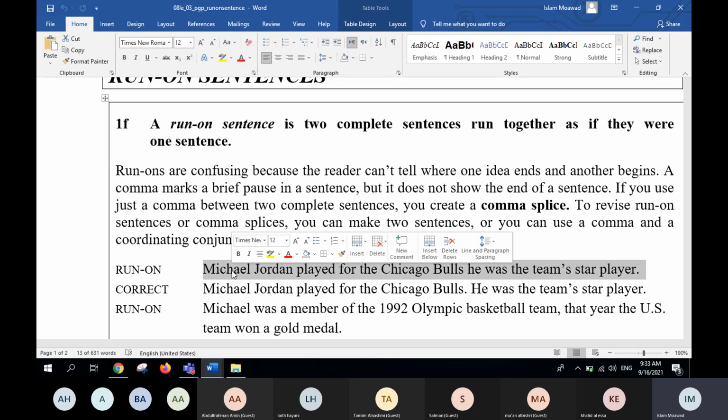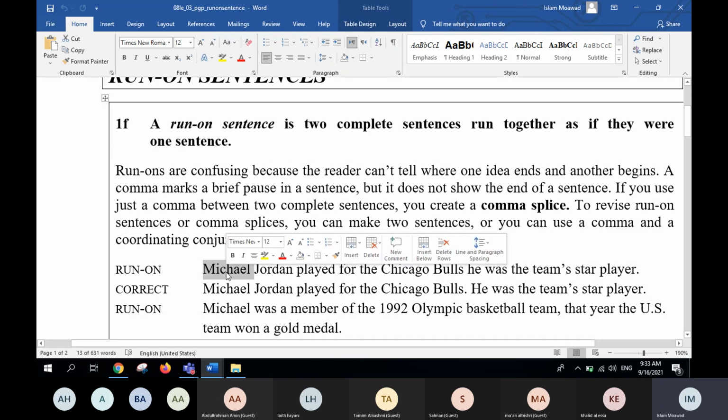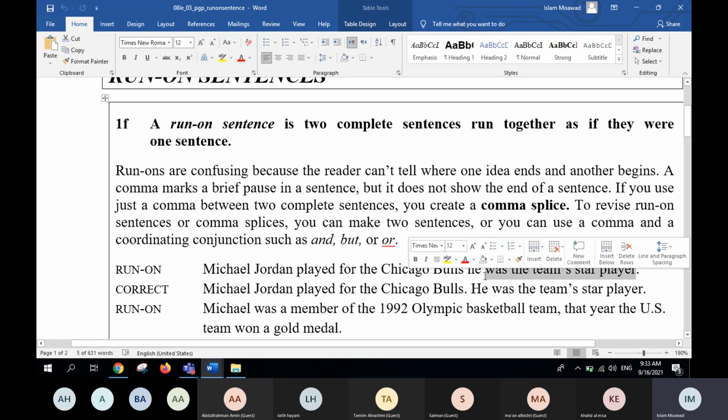Okay, this is the first sentence. So we're gonna stop it here. So we have two sentences, as Abdurrahman said. The first one starts from Michael Jordan played for the Chicago Bulls, and the second sentence where? Abdullah, can you tell me where? He was a team star player. What we have here is something called a run-on sentence. It's a mistake we do while writing, in which we are not separating the two sentences.